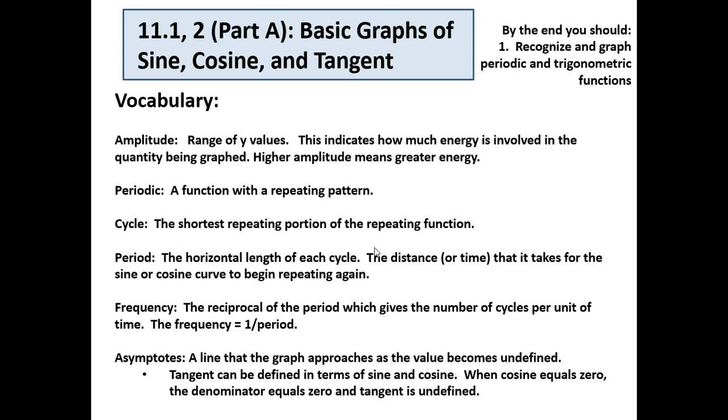Frequency, the reciprocal of the period, which gives the number of cycles per unit of time. So frequency is 1 over the period.